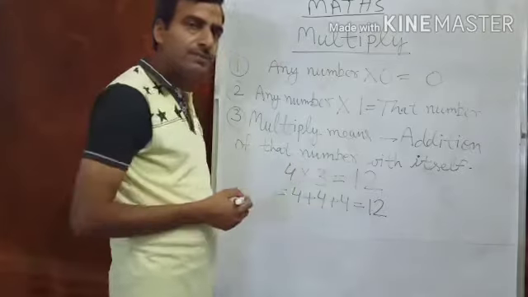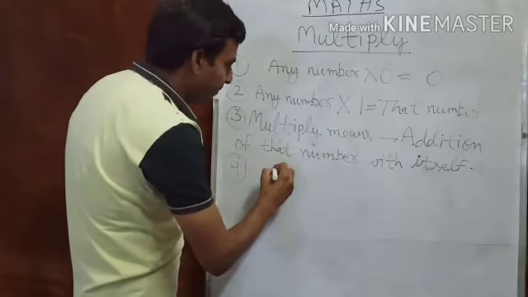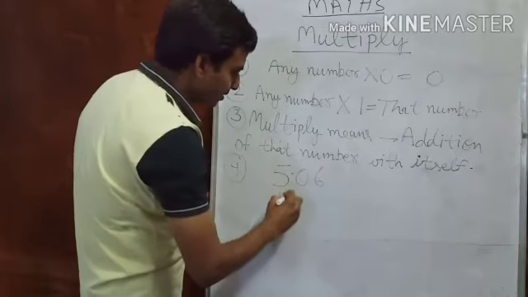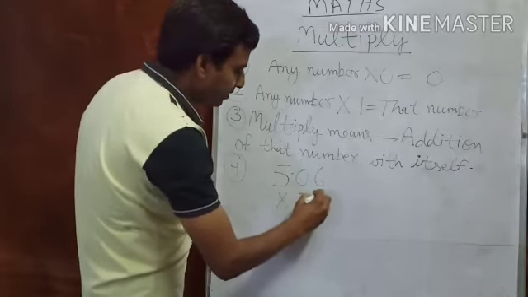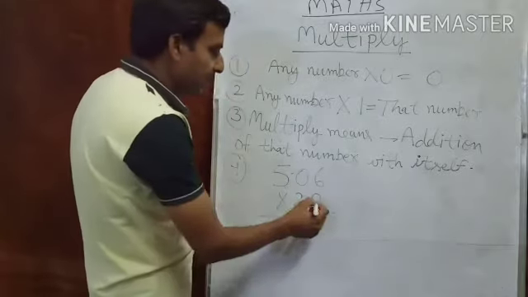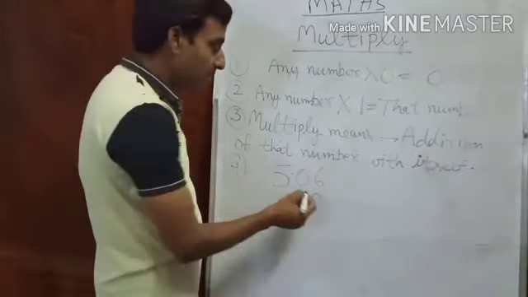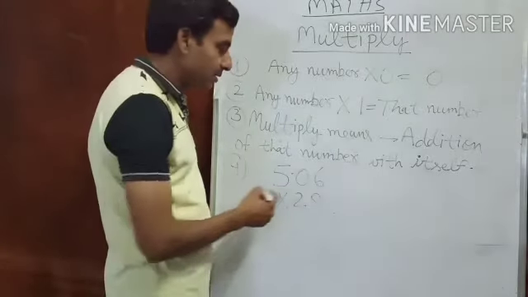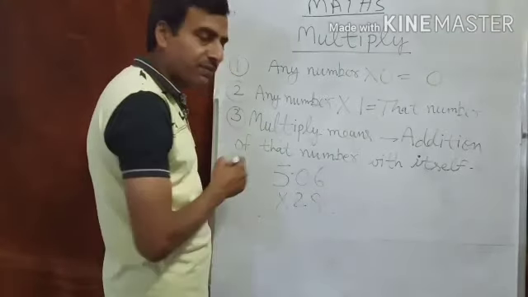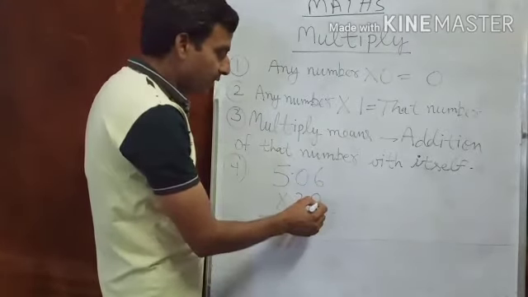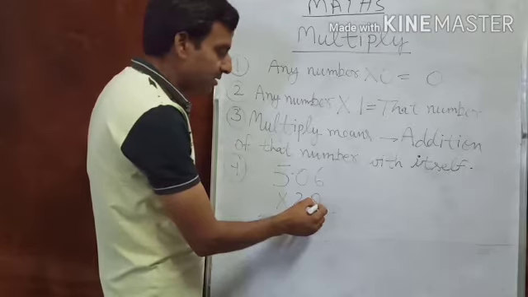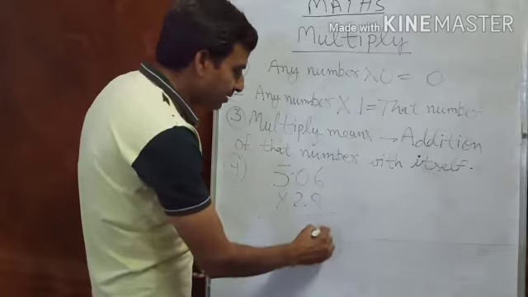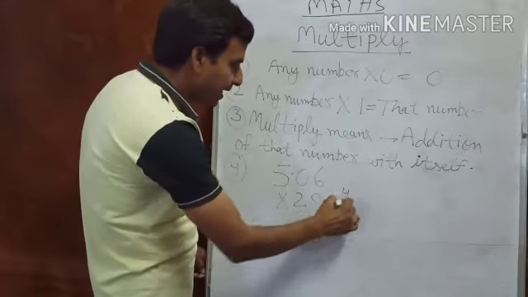4 3s are 12. Simple multiply: 506 multiplied with 28. 8 6s, we read the table from ones. Here the multiplier is 28. We are multiplying 28 with 506. Then first of all we multiply by ones. 8 6s are 48. 8 is written, 4 is carry.